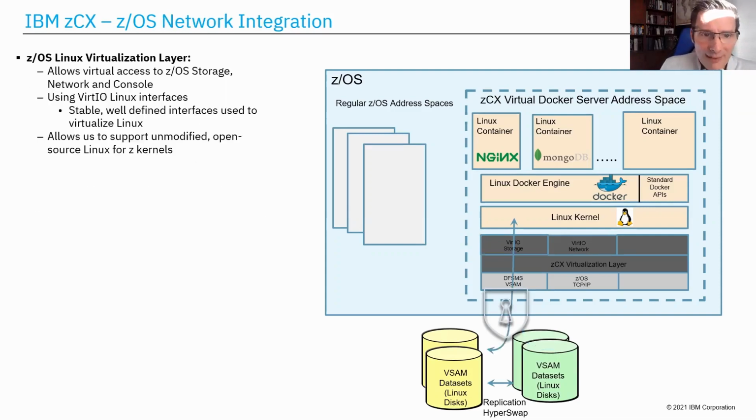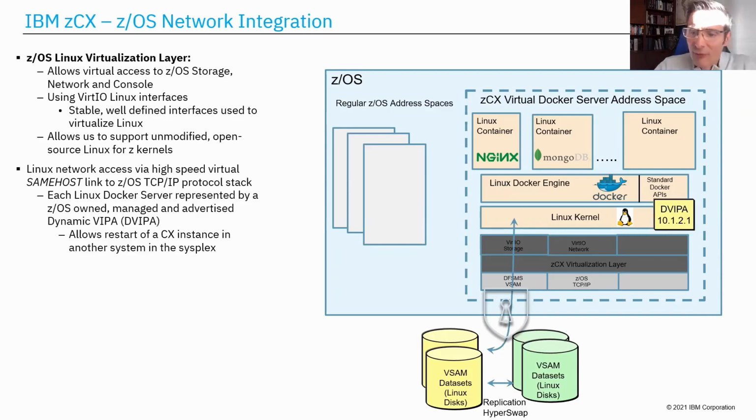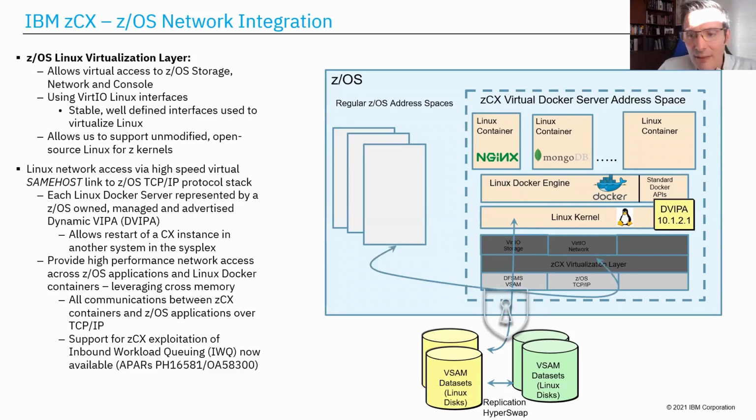Let's talk a little bit about network integration. So network integration, as we said before, uses this thing called same host to be able to communicate between our zOS address spaces and our ZCX server. And so when an application in Linux or an application in zOS wants to talk with each other, they're going to be using TCP/IP, and maybe an HTTP protocol, for example, a REST API call to communicate back and forth between these applications.